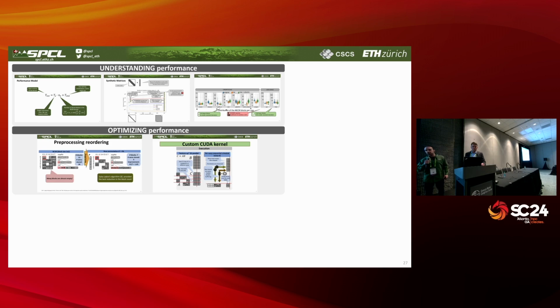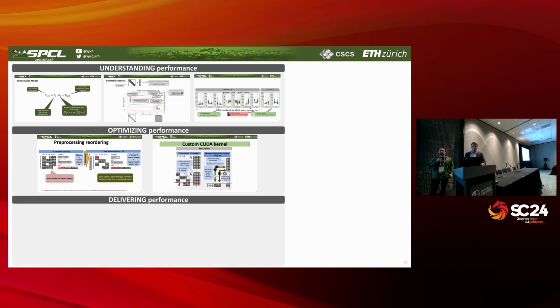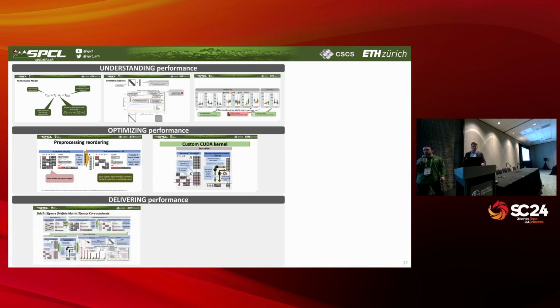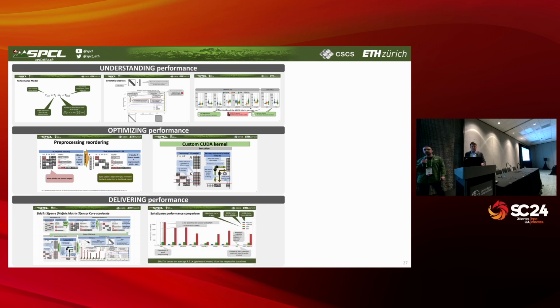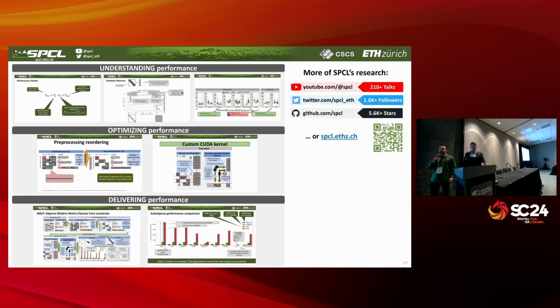And finally, we wrap it in one package called SMaT that takes an arbitrary sparse matrix in CSR format, performs all these optimizations, and delivers performance that outperforms all the state-of-the-art libraries. Thank you very much for your attention.